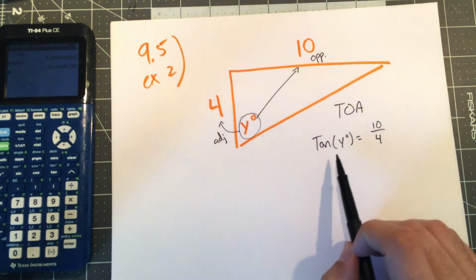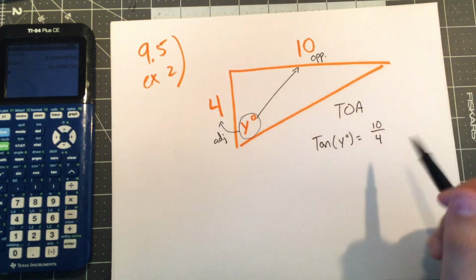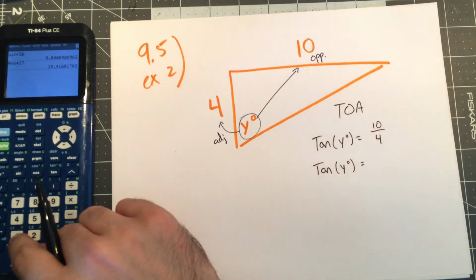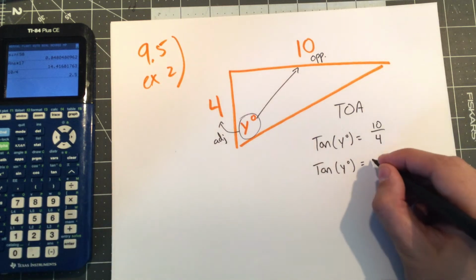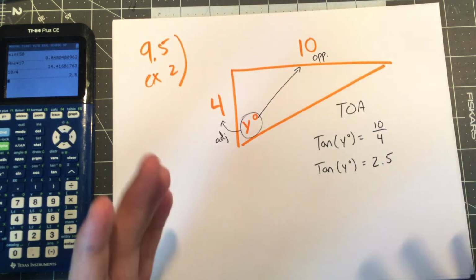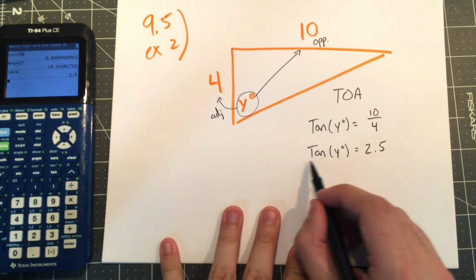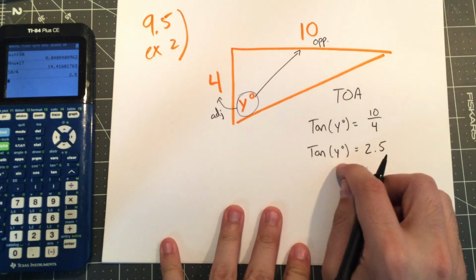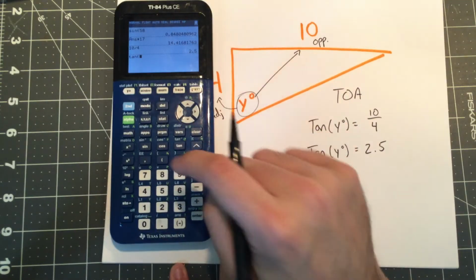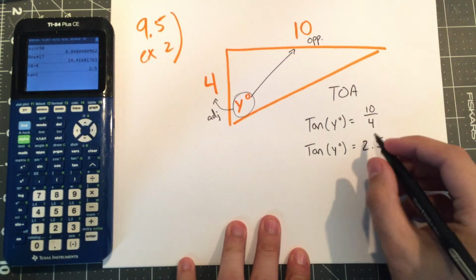Now, I can't plug tangent of y in the calculator. I can, however, clean up the right side. 10 over 4 gets me 2.5. And we have two different ways to do this. If you have your calculator, it's a lot easier. If you have your trig table, you can still do it. Where we're going to go and find what angle approximately spits out 2.5. You could, in theory, sit here and try different angles until you get to here. I don't recommend that, but that's still a way to do it.